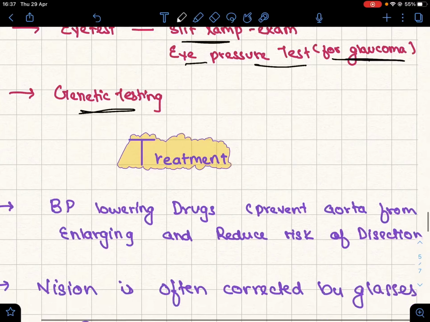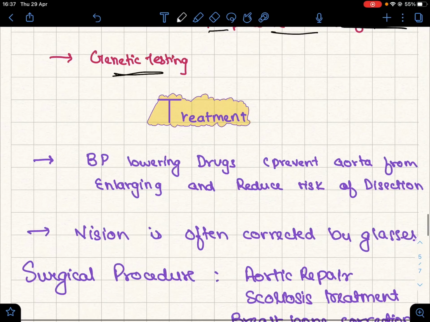Now, what can be done for treatment? We can give BP lowering drugs to prevent further damage to the aorta or enlargement of the aorta. BP lowering drugs prevent high blood pressure, thus the aorta wouldn't have to go through shear stress. That also reduces the risk of dissection.